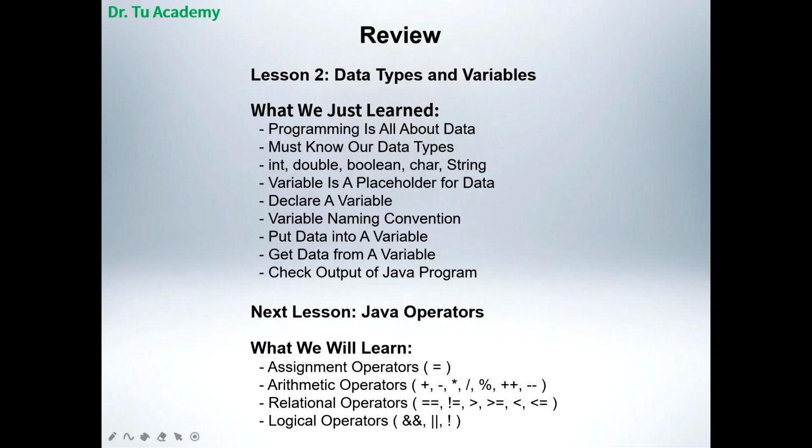Here's what we have learned in this lesson. Data types and the data variables. We know programming is all about data, so we must know our data types. We have learned integer, double, boolean, char, and string. Variable is just a placeholder for our data in our program. How to use a variable? We first declare a variable with the data type. Then we can put data into a variable or get data from a variable.